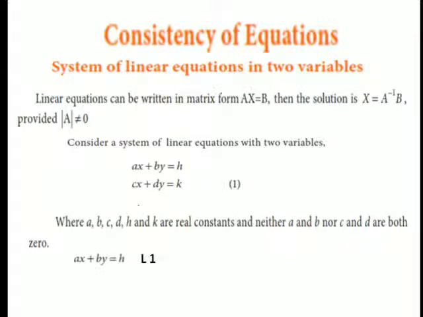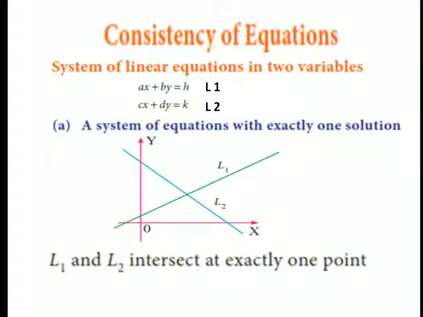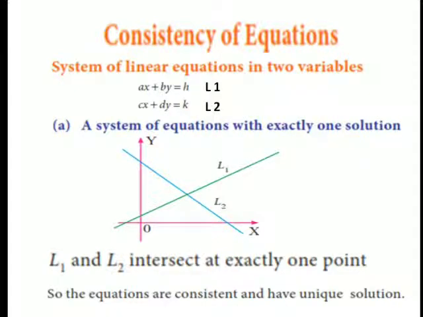ax + by = h, this is line 1, L1. cx + dy = k, line 2. First one, a system of equations with exactly one solution. L1 and L2 intersect at exactly one point. So the equations are consistent and have a unique solution.